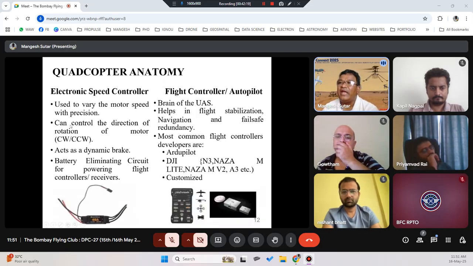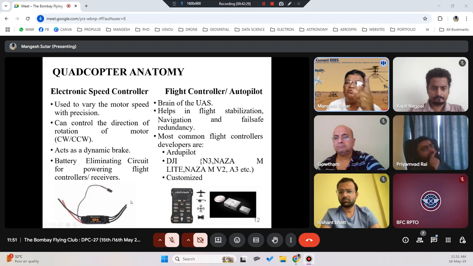You can control the direction of rotation of a motor, either CCW or CW, using these three wires. If your motor is moving counterclockwise, by just swapping two wires, your direction can also be changed. But this is not followed in enterprise drones.